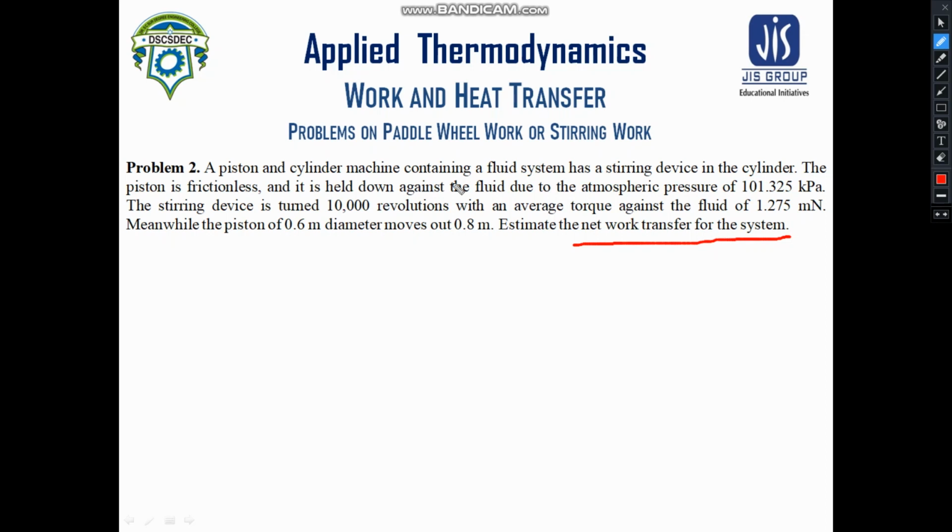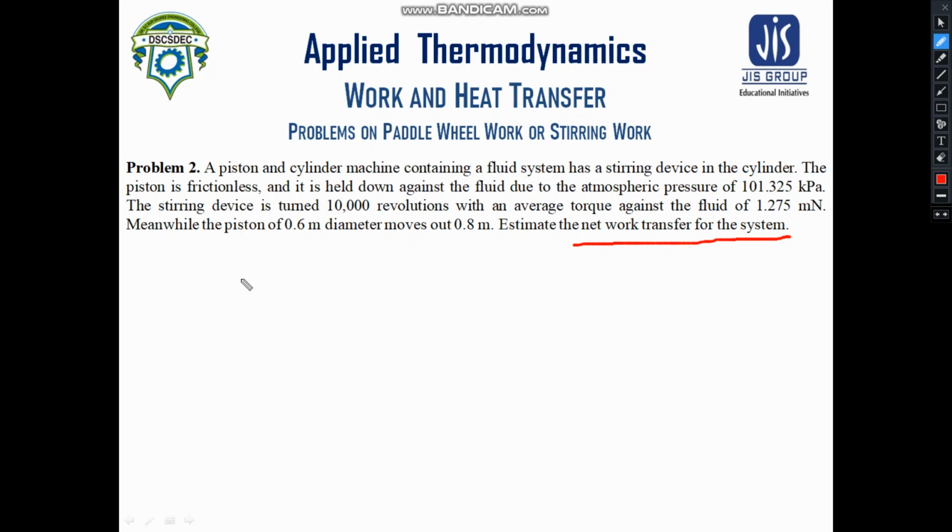on the piston. So the work done by the stirring device will be considered a negative work for the fluid system, because for the fluid system the stirring device is the surrounding and the surrounding is doing work on the fluid system. So obviously that has to be treated as negative work, whereas when the fluid is doing work on the piston, this should be treated as positive work.